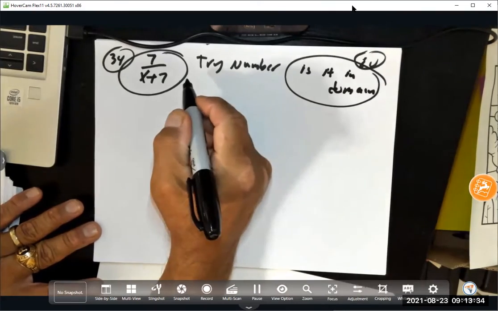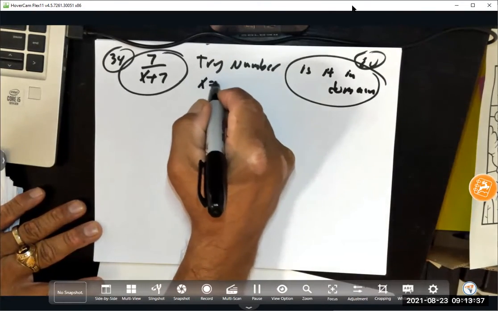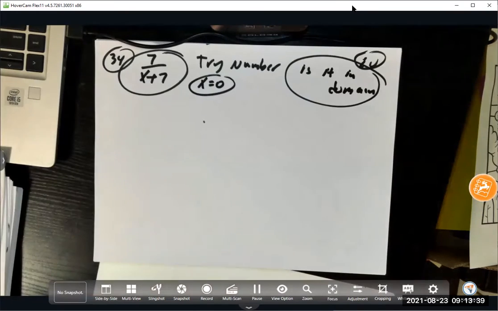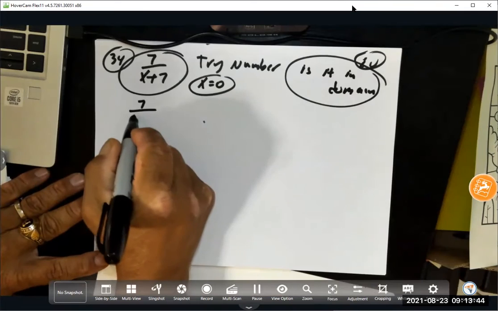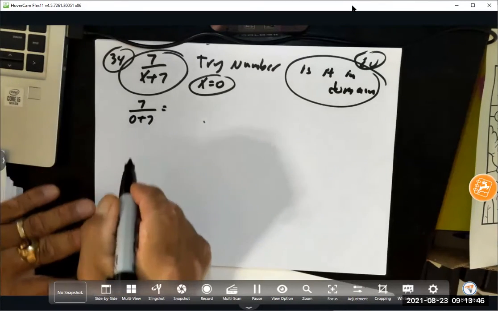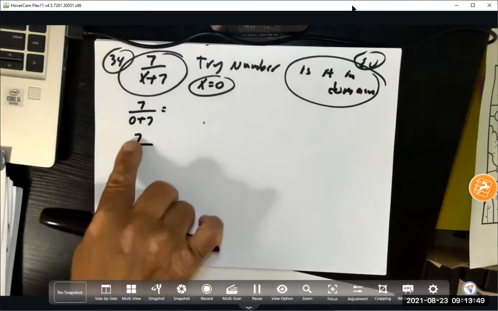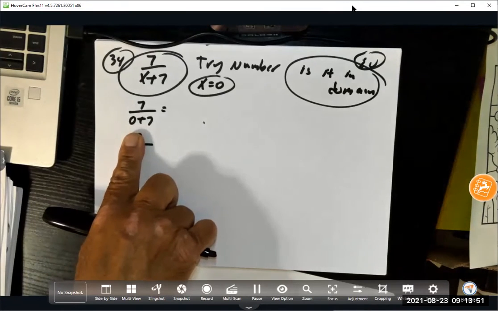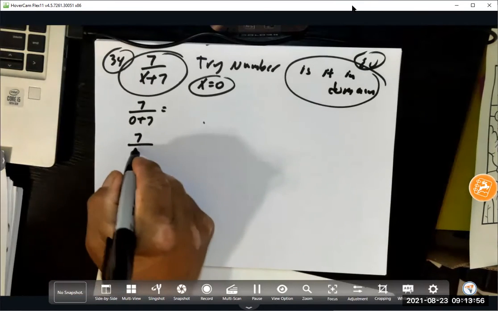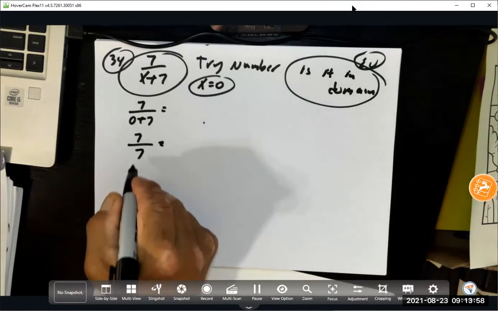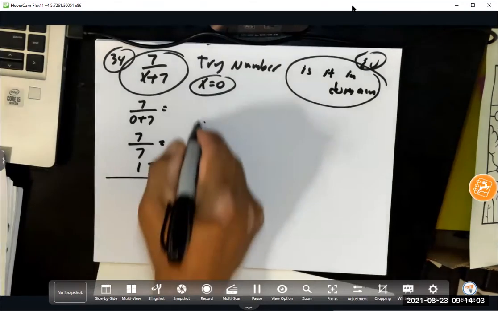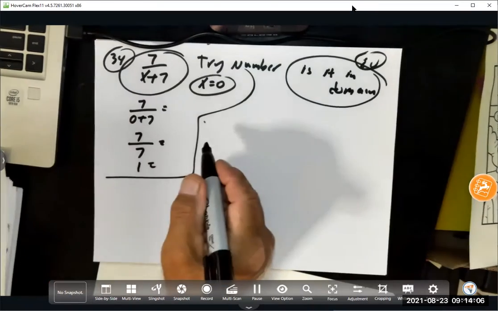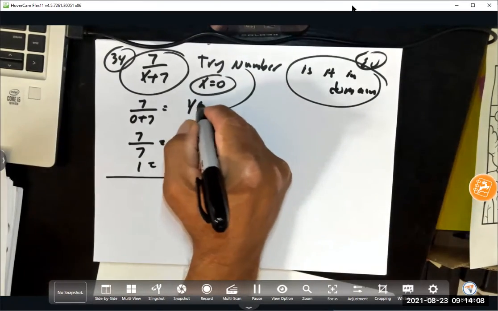All right, so the first number they give you is x equals 0. Can you put that number in that formula? Does it work? Let's try it. 7 over 0 plus 7. What's on the bottom then? What's 0 plus 7? 7. Yep, that's right. And 7 divided by 7 is what? 1. Okay, so did that work okay? Yes, it works good.